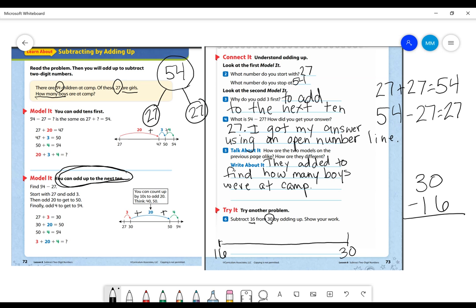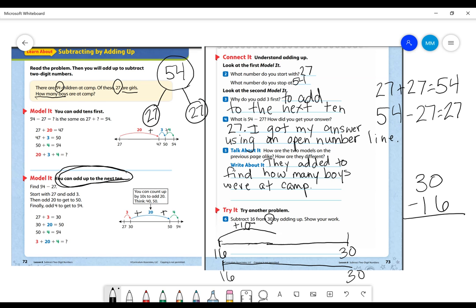All right, so we are going to go up. We are going to add up. We're not taking away this time. So 16, I'm trying to think. Do I want to add a 10 or do I want to add to the next 10? I'm going to do both. Ooh, if you want to do both, take that challenge. So for the first one, I'm going to add 10.